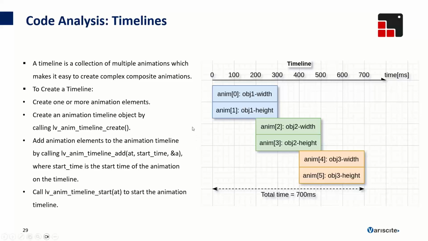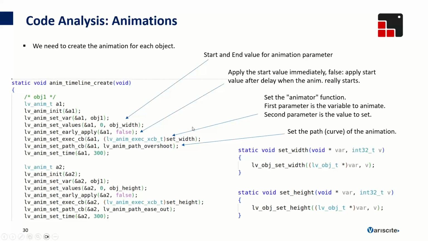How is this implemented? This is the timeline creation. So basically here you can see that we are creating the animation for object 1. There are two callbacks. The one is in charge of controlling the width of the object, and the other one is in charge of controlling the height of the object.